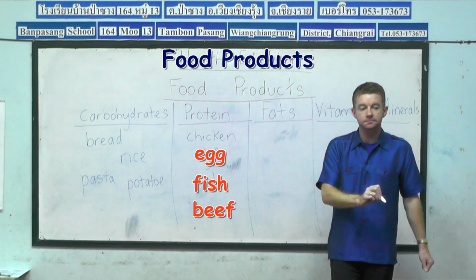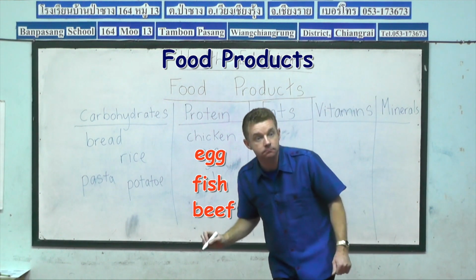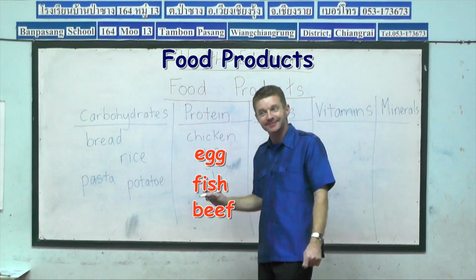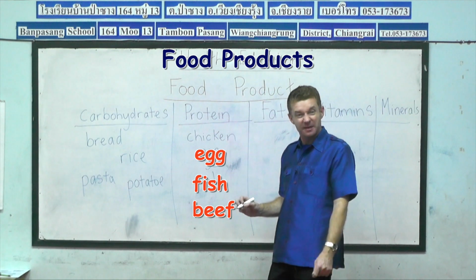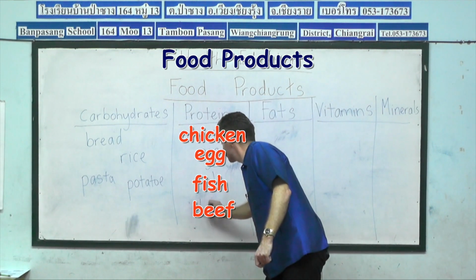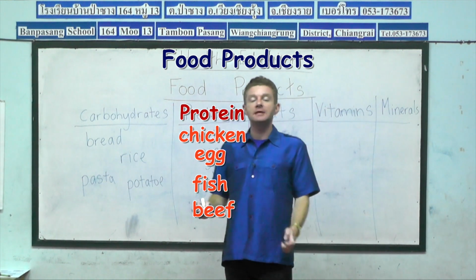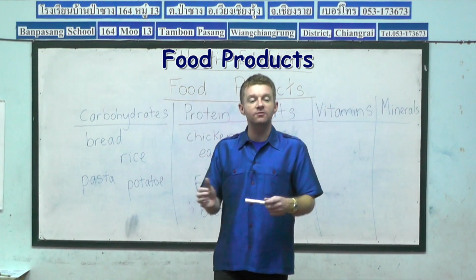Anything else? Beef. We say beef. Yes. Beef is an example of animal meat too. Beef. Now what do we think our body needs proteins for? What do proteins help us to do?